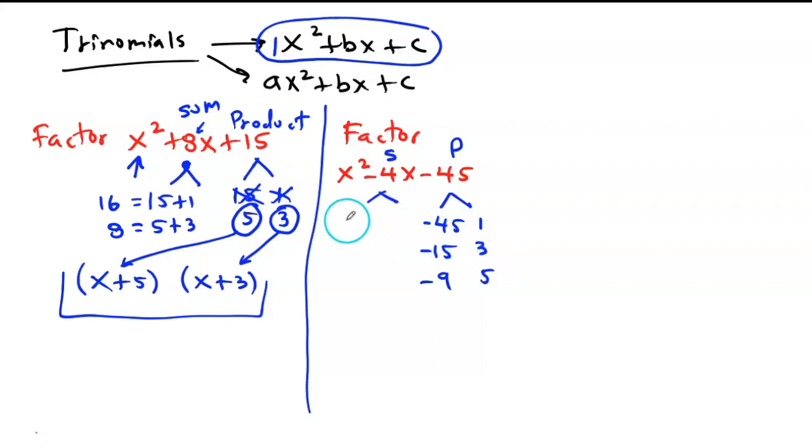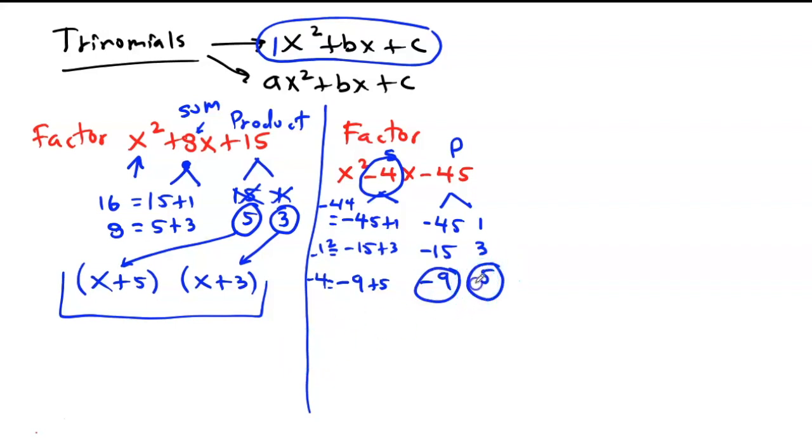But now I'm going to check which of these pairs works. The negative 45 plus 1 is going to be negative 44. And I'm looking for a negative 4. It's going to give me my answer. Negative 15 plus 3 is going to give me a negative 12. Negative 9 plus 5 is going to give me a negative 4. Oh, that's what I'm looking for, a negative 4. Therefore, my two numbers are negative 9 and 5. Obviously, this 5, if there's no sign, you have a plus 5, right?